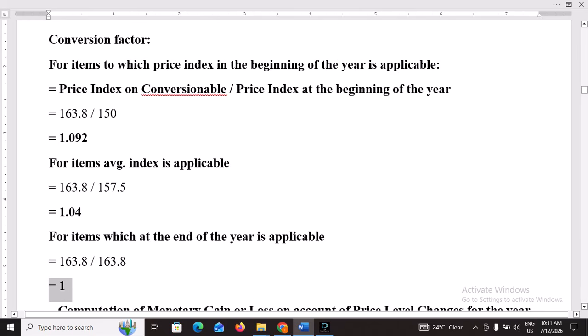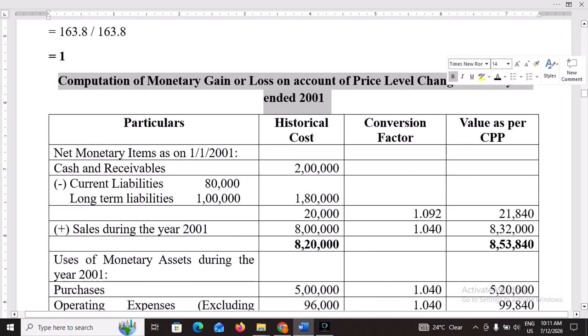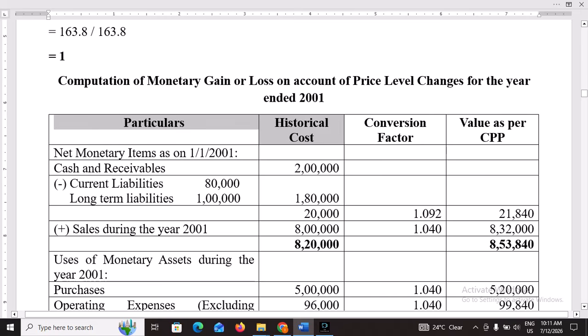Done. Any doubt? Any doubt on the three? No, it's very simple. So after this, computation of monetary gain or loss on account of price level changes for the year ended 2001. So particulars, historical cost, conversion factor, value as per CPP. This method you have to follow. First, net monetary items.